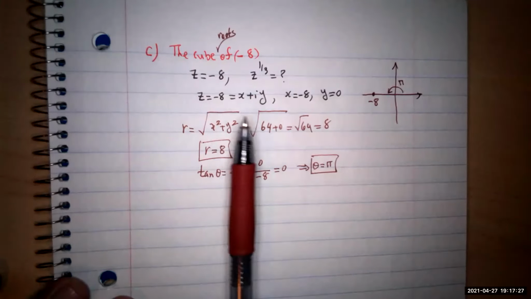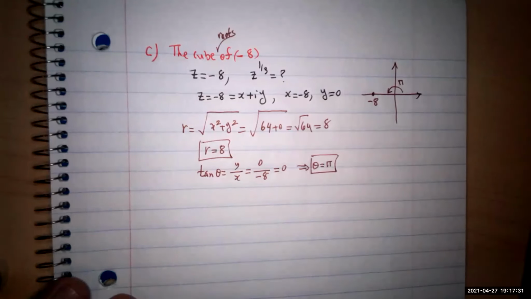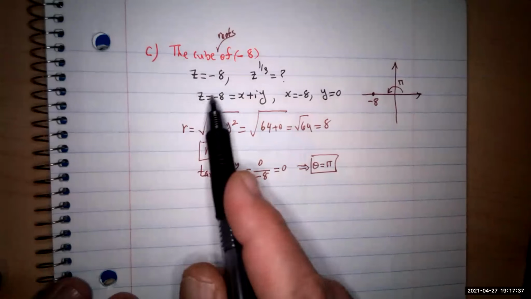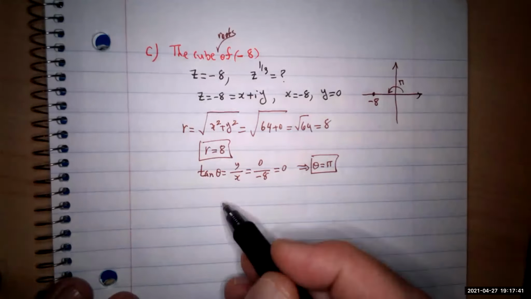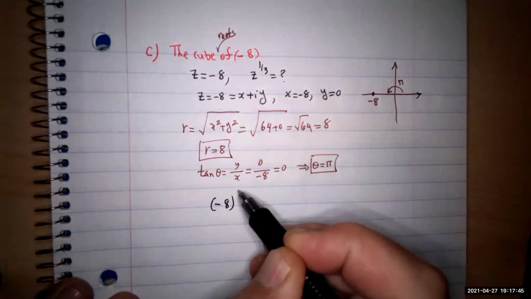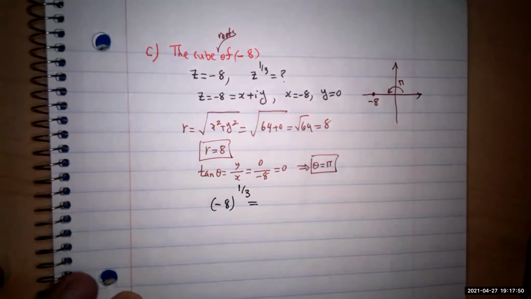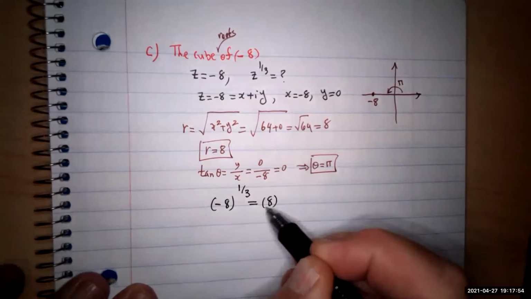So be very careful, especially when it's just a number. Now we are ready to give the formula. So that's it. We have the z, the -8. We identify this, so we go to the formula. That's the formula. The number is -8, so -8 to the 1/3. Remember the formula, r to the 1/3. Our r is 8. 8 to the 1/3.